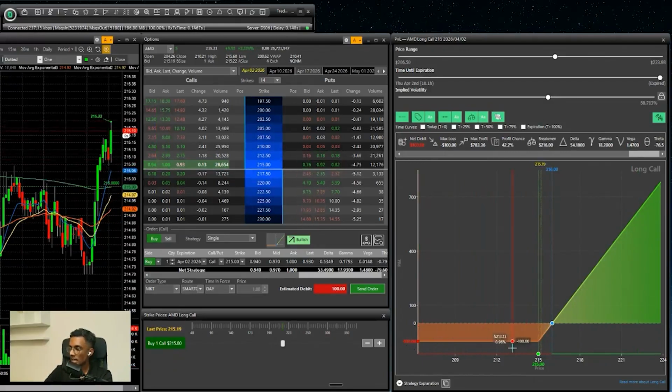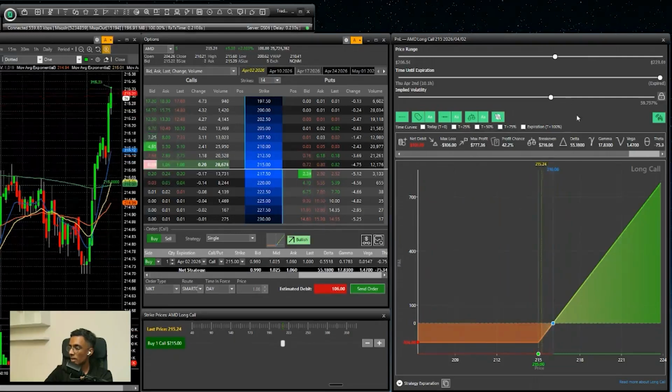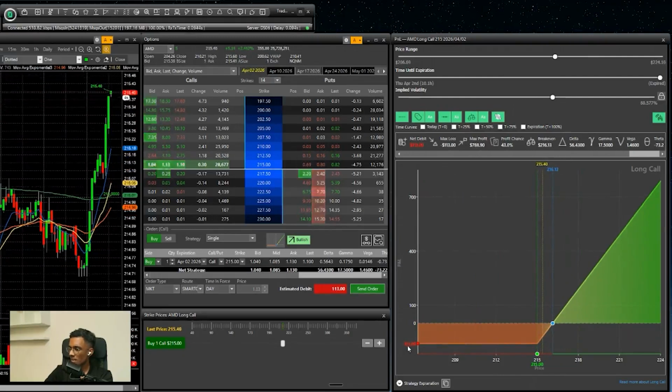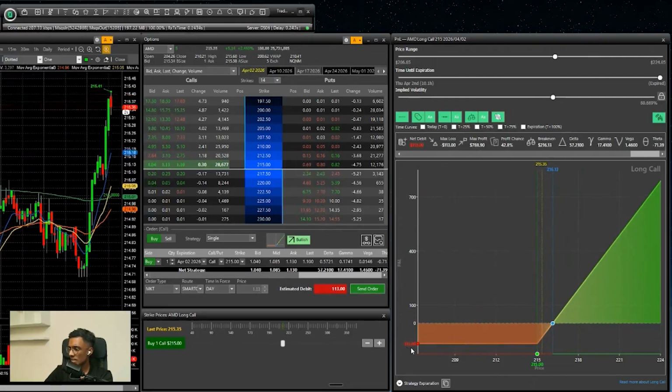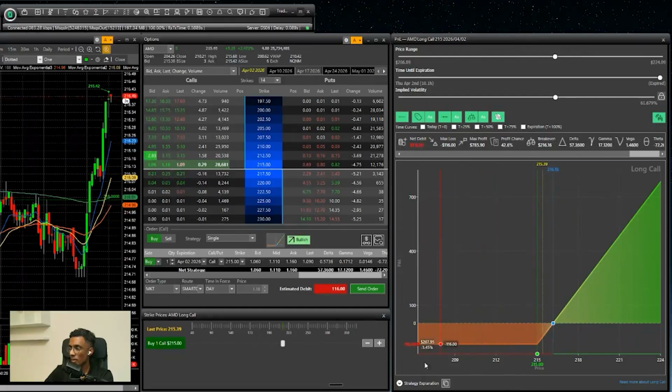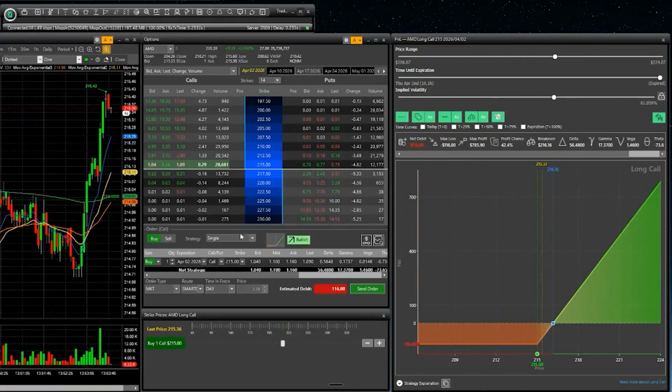Now, this does change with the Greeks, with IV, with all the various things that are moving for AMD. So the downside is now increasing as we're talking. So $113 is your max loss if I were to take the position right now. The reason why it's $116 is because the premium you pay is $116 for the contract, right?